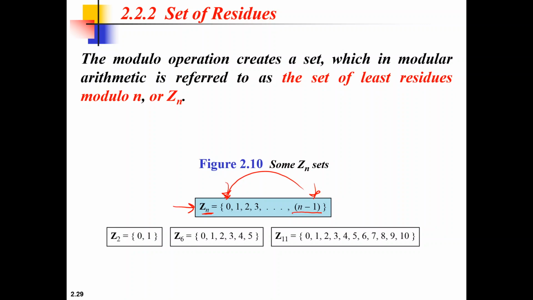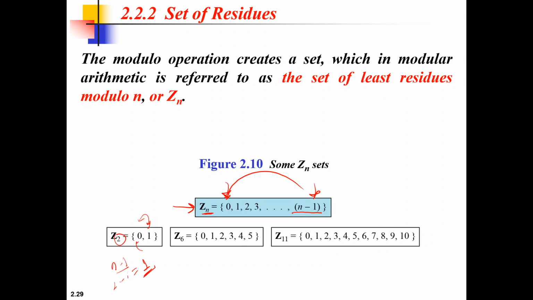So the examples are Z of 2. So you have mod 2, which will have numbers up to n minus 1. What do you mean by n minus 1? N is 2 here, so 2 minus 1. So your last number should be 1. So you have only two numbers here, 0 and 1. After that, every number wraps around to 0.